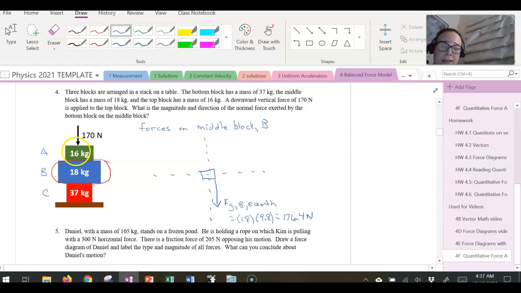Block A is sitting right on top of block B. So the weight of block A is pressing onto B. So there is a normal force here that's being exerted on block B by block A, and that equals the weight of block A. So that's 16 times 9.8.